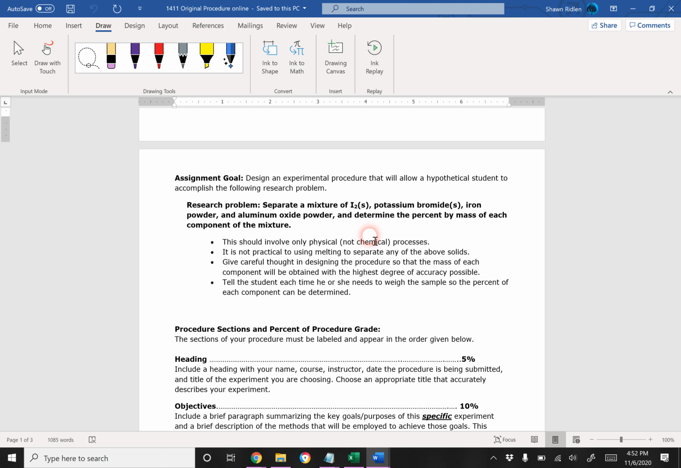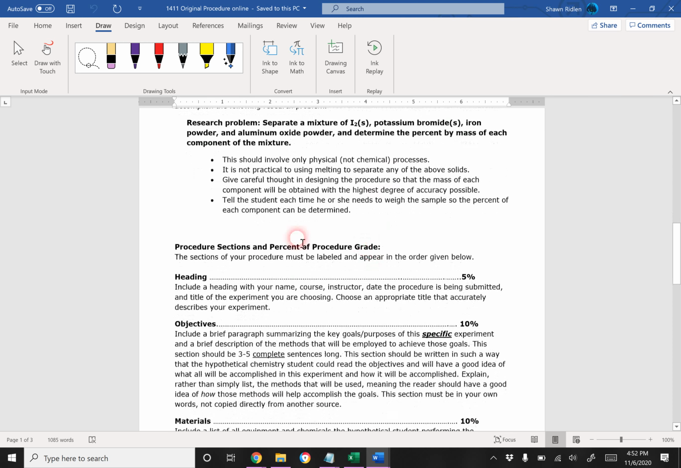Just look up physical separation techniques and see in your mind how you can piece those together to separate these things. So you'll need to look at things like solubility. You can look at things like, does it attract to a magnet, for instance, something like that. Okay, so look at those techniques, and you can use any of those to separate this mixture.